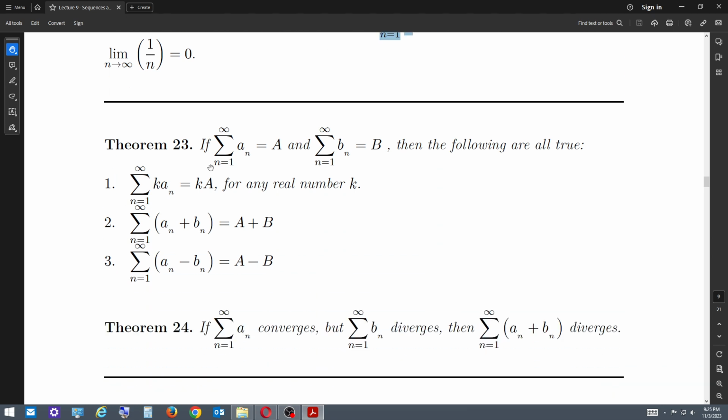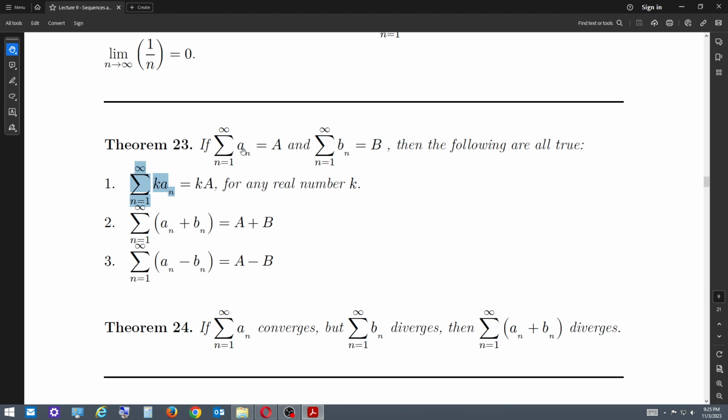Alright, so there are some properties you should know for series. Suppose we have two series, the sum of a_n and the sum of b_n, and the first series converges to A and the second series converges to B, then these things are all true. If I take the summation of k times a_n, a constant times a_n, I can factor the constant out of the summation and I'll get k times A as the answer. So this series converges to kA.